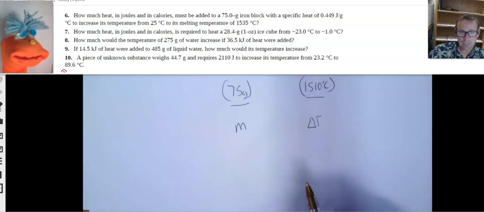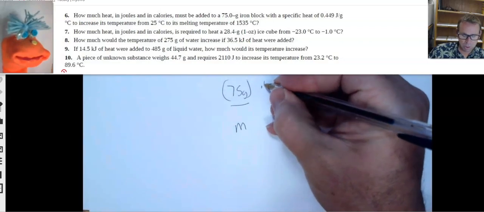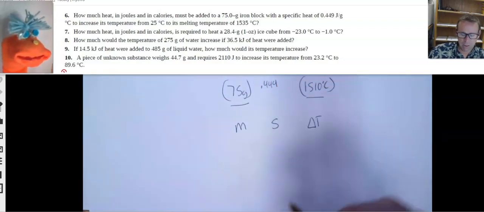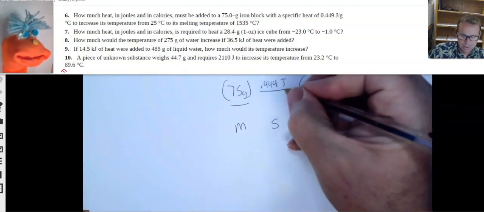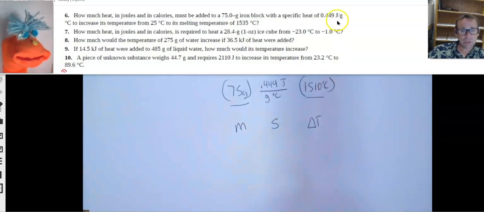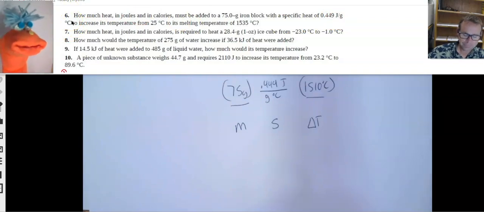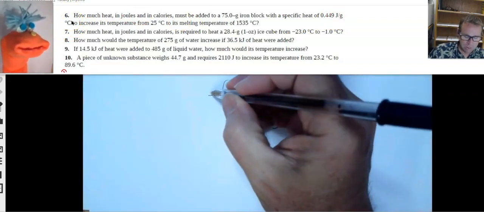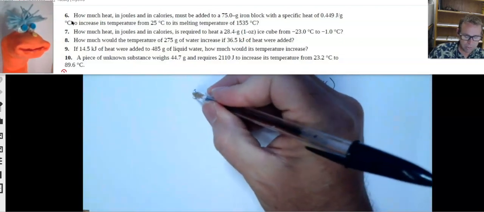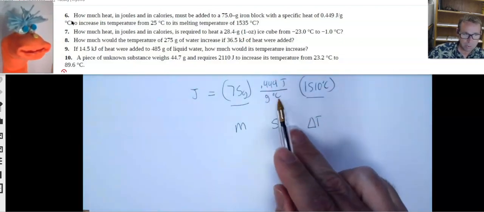Okay? And the other thing we need to know is the 0.449 here, which is the specific heat, which is how many joules it takes to raise a gram 1 degree Celsius. This should say joules per gram degrees Celsius. Oh, it does. All right. So that is going to tell us how many joules of energy are required. Joules per gram degrees Celsius.